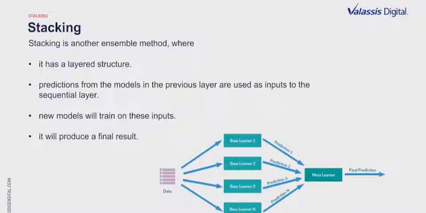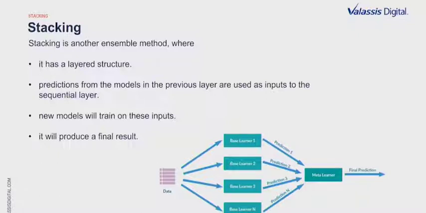So what is stacking? Well, as I said, it's another ensemble learning method where you can think of it as basically a layered structure. So it's going to have different layers. In different layers, we have different models. So predictions from models in the previous layer are going to be used as inputs to models in the sequential layer. And those models in the sequential layer are going to train on those inputs. And after going through many layers, it's going to produce a final outcome.